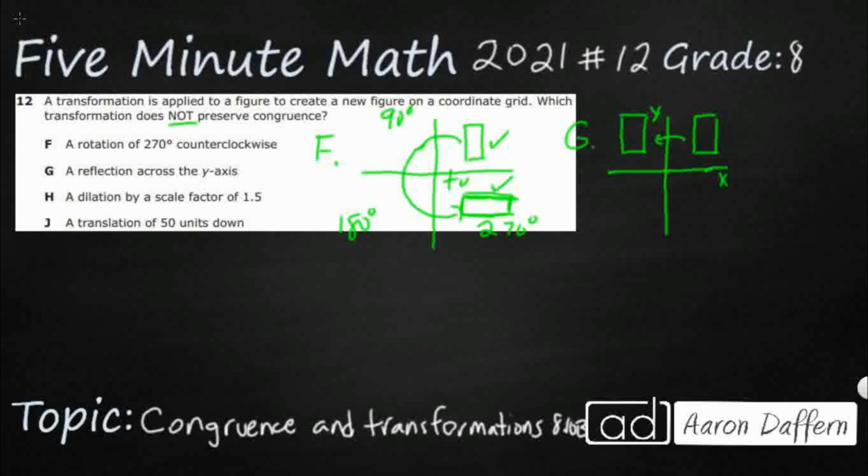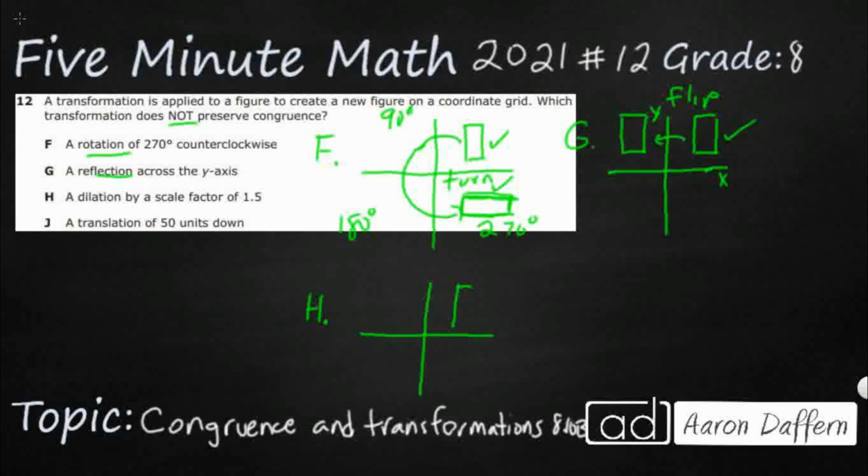So this is a turn in F. This is a flip. Technical terms being rotation and reflection. All right, so neither of those are changing the size of the shape. So it is preserving congruence. Let's check H.